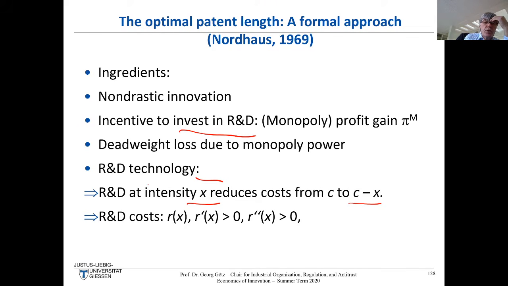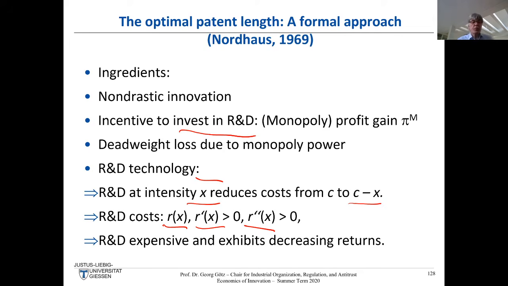If, for instance, you have a production cost of 100 per unit and you want to reduce it by €5, you have to spend some value R of X. And of course, if you want to reduce it not by 5 but by €6, you have to pay more, and this is increasing. That is, you have diminishing returns, because it costs you even more to reduce costs further from 6 to €7 rather than from 5 to 6. So R&D is first of all expensive, and second, exhibits decreasing returns. That's very similar to what we had in the Gupta model and so on.